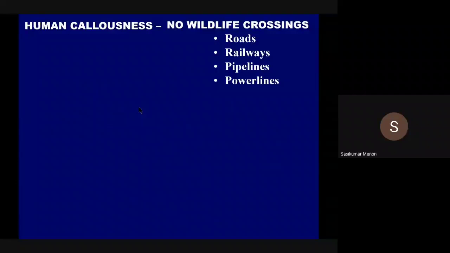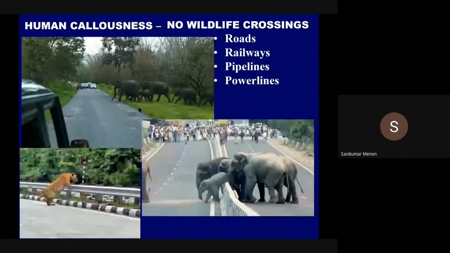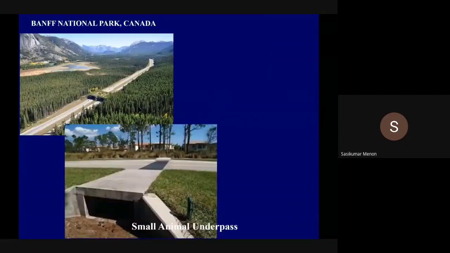Now, we are absolutely callous. We just don't look at wildlife as an important entity. That's very evident in our roads, railways, pipelines, power lines. They do not have any wildlife crossing. Now this is what happens: most of the wildlife gets stuck. They can't cross. And it is so pathetic to see elephant calves having to jump across road barriers because they don't have crossings. But is it possible to give crossings? Yes, they are doing it in Canada and many other places. They have such corridors. They have underpasses for smaller mammals. So it's possible to do even in our place.